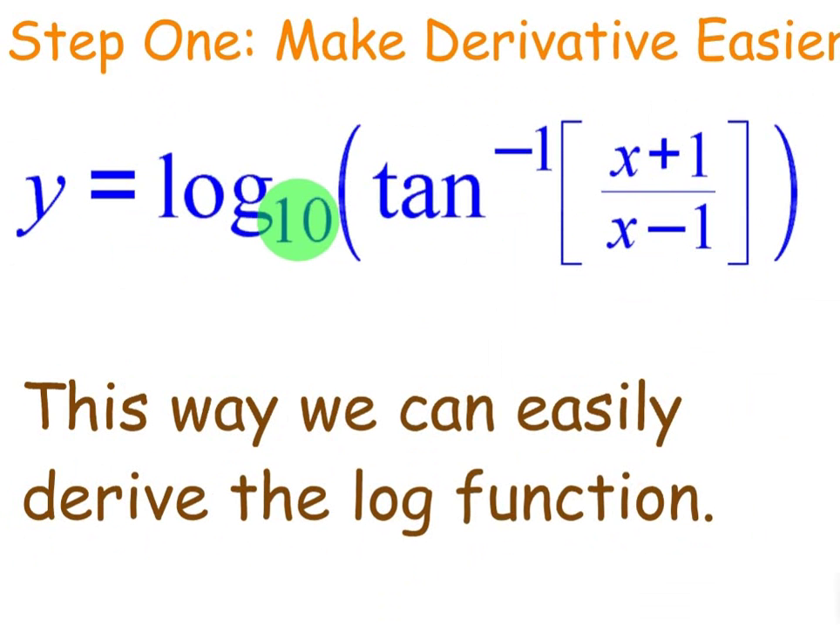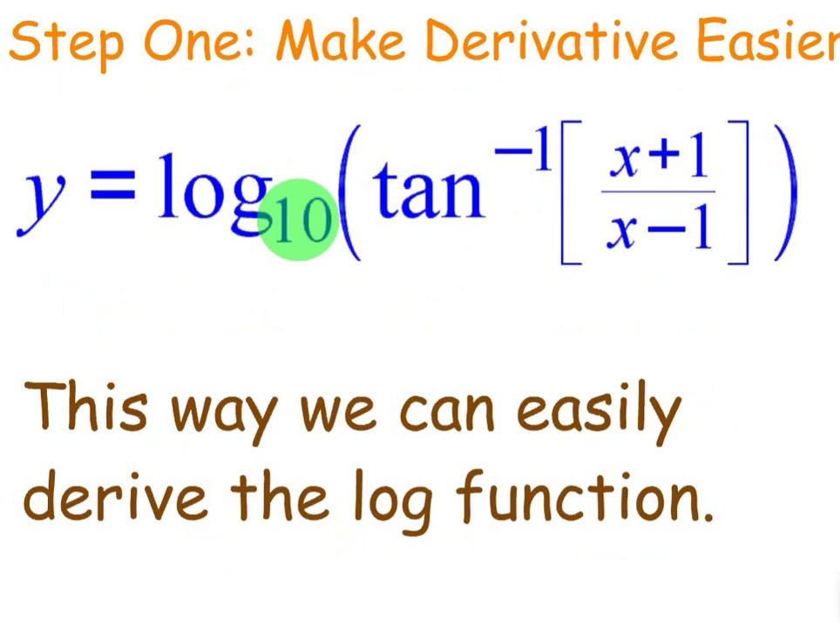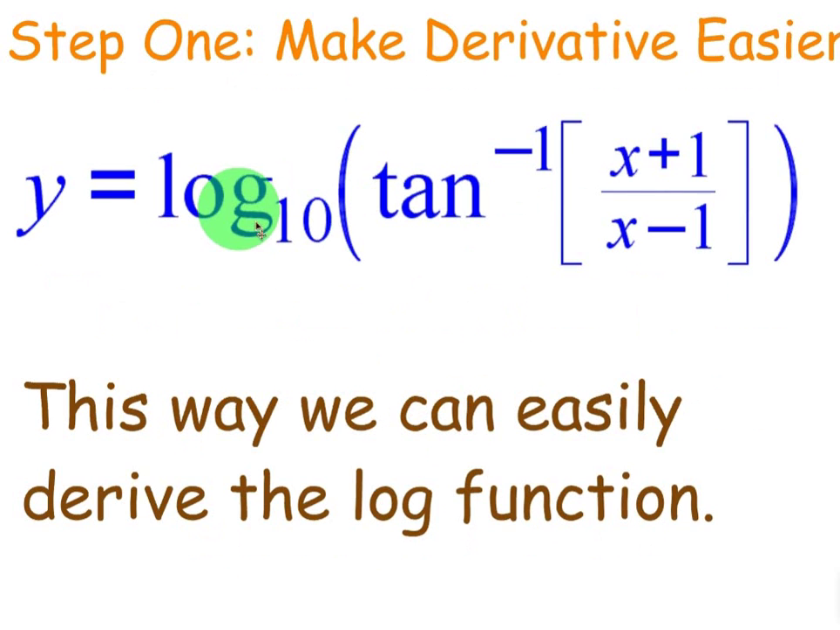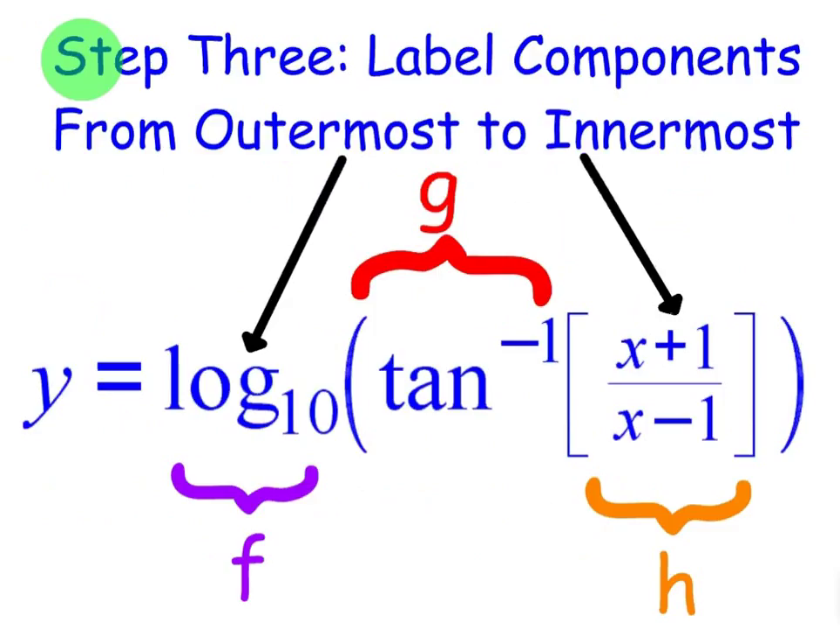So there you go. Now which rules are we going to use? We're going to use the chain rule. We're going to use the transcendental rule, in other words, the derivative of the log. We're going to be using a trigonometric rule, in this case inverse tangent, and the quotient rule, because our innermost function is a fraction. It's a rational function. Okay, so our outermost layer f is log base 10. Our middle layer is tan inverse g. Our innermost layer h is (x plus 1) over (x minus 1).